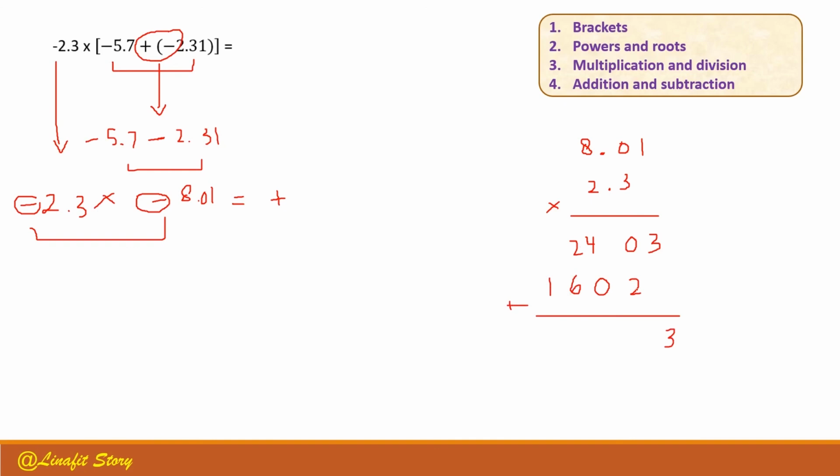3. 0 plus 2 is 2. 4 plus 0 is 4. 2 plus 6 is 8. And 1. 1, 2, 3. So there are 3 decimal places. So the answer is positive 18.423. We just write the answer as 18.423.